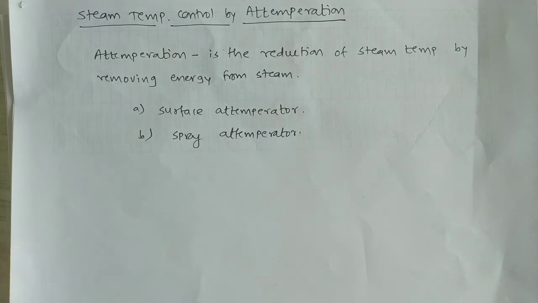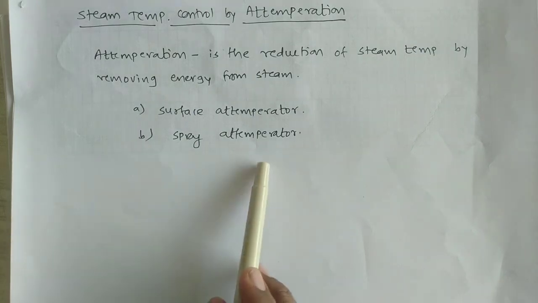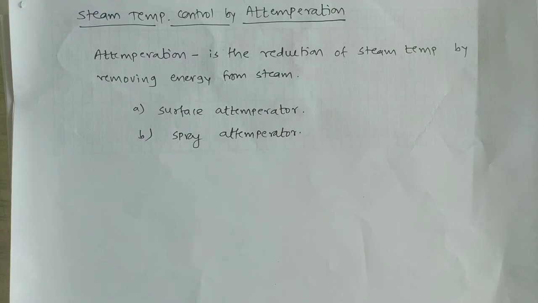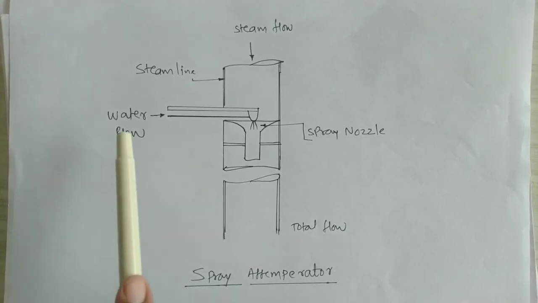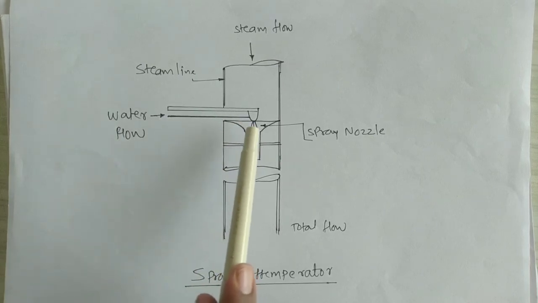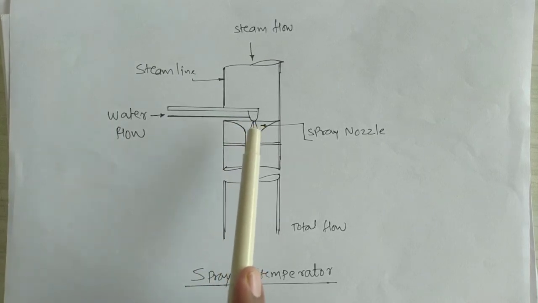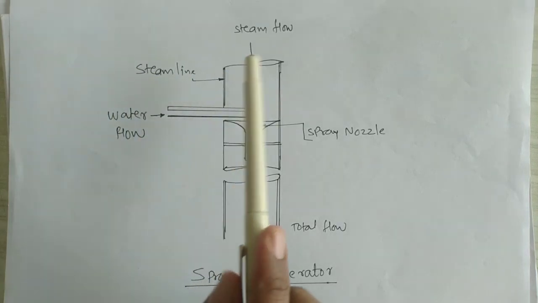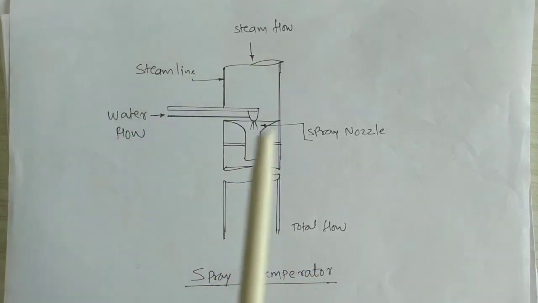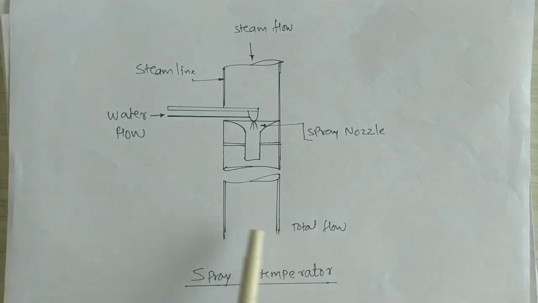But in the case of the spray attemperation method, in this method the figure shows the spray attemperator where water is flowing from this side, and these are the spray nozzles, spraying water. The steam flow is coming from this way, and here there is a total flow, meaning the mixture of steam and water particles, or the spray of water particles.